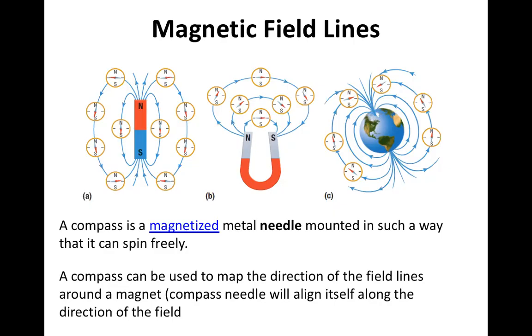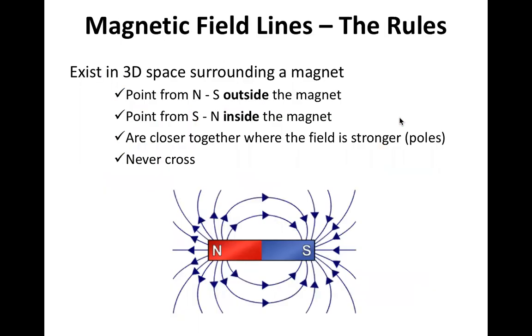But what did we notice from all three of these diagrams? We noticed that the magnetic field lines, after putting several compass needles all around the magnet, outside the magnet, these magnetic field lines always point north to south.